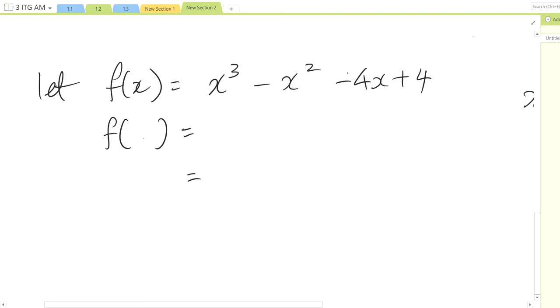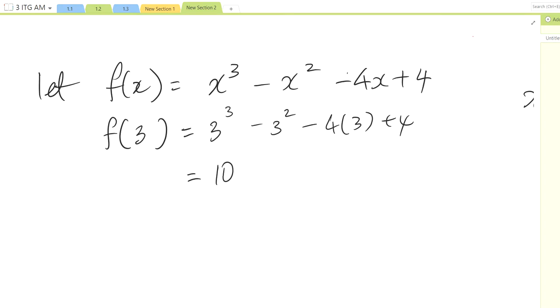Let's say 3. I hope I'm not so lucky. 3 to the power 3 minus 3 squared minus 4 times 3 plus 4. What do we get now? 10? Sure? Okay, so I get 10. Let's say I like the number 3. I start out with 3. Then when I see it equals 10, what goes through your mind? It's not a factor. So sweet.